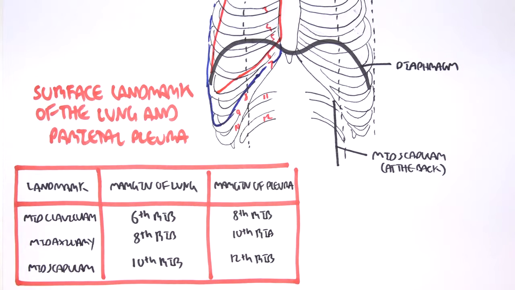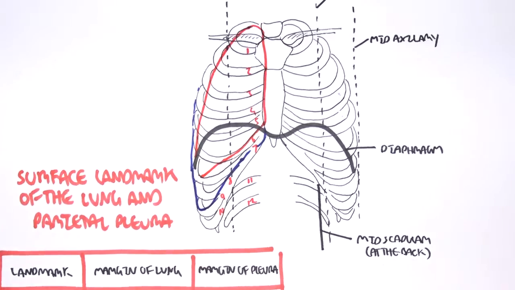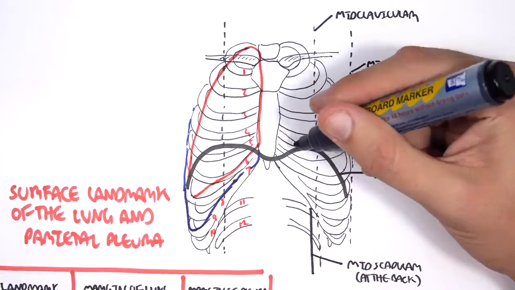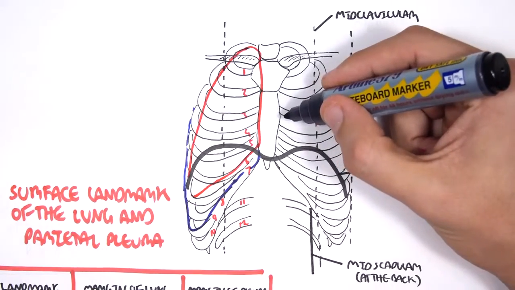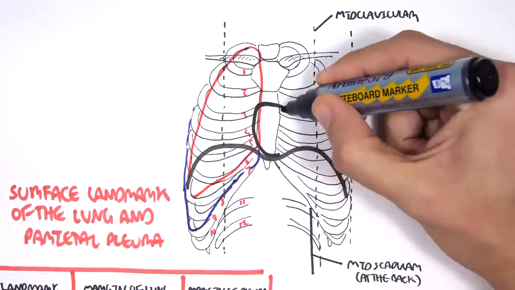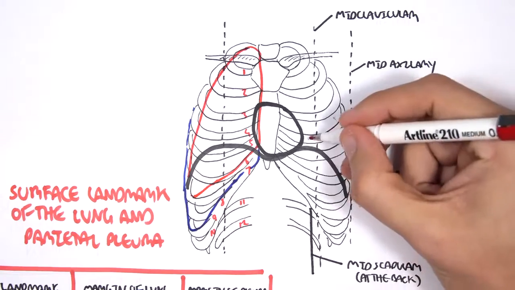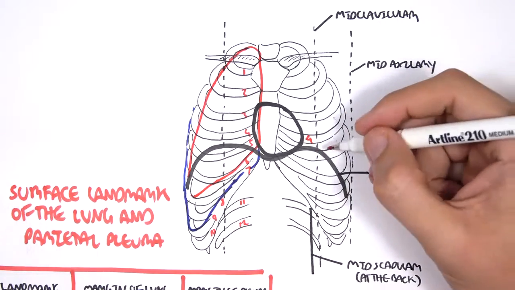Now the margins of the lung and pleura on the left side of the thorax is slightly different because of where the heart is situated. The heart sits somewhere here, because remember, the aorta goes up and it's behind the sternal angle. Again, here in red, I'm drawing the margins of the lung.